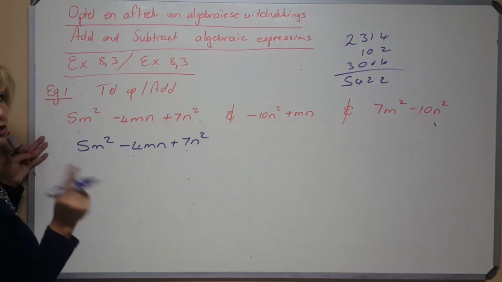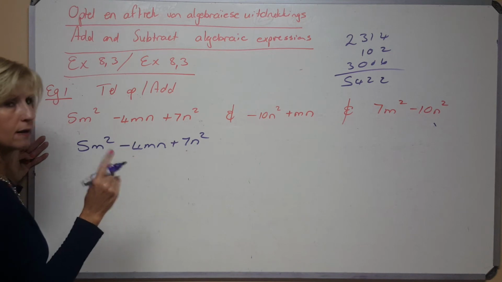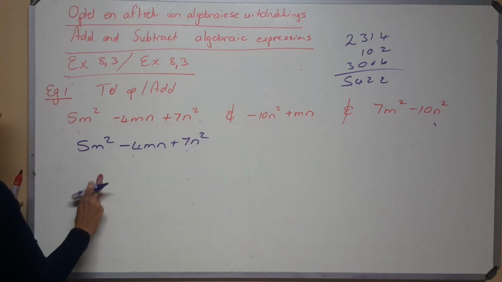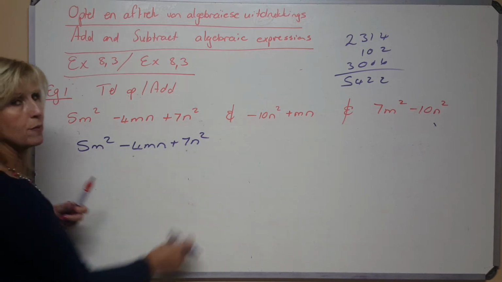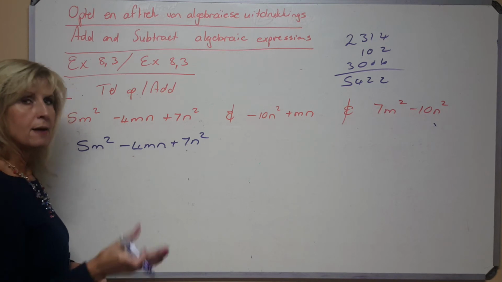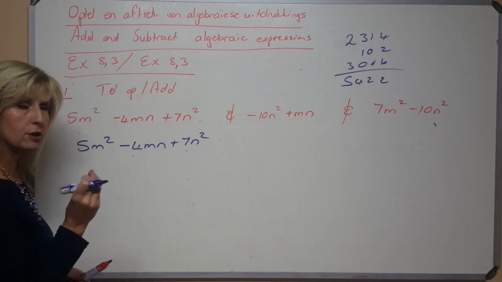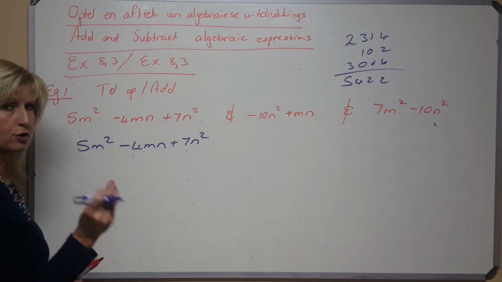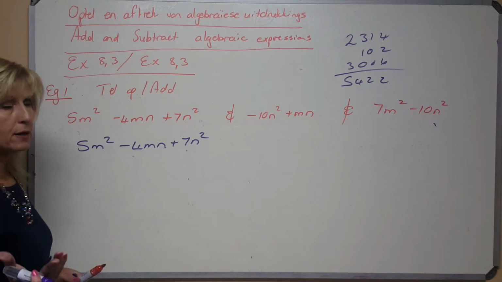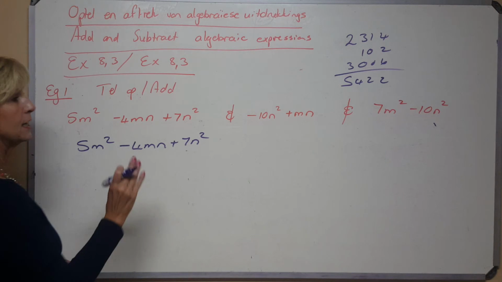But now the thing to do is you must put them together as they appear. Dit gaan nie help ek skryf die min 10 n kwadraat hier nie. Ek wil die gelyksoortiges onder mekaar hê. Mense gaan dit vir jou een keer wys. Jy gaan dit nie so doen nie. I'm going to show this to you once. You're not going to do it this way, you're going to do it the way I showed you just now. But there is an alternative and I would like you to know about it, but we're not going to do it that way. Net sodat jy weet.